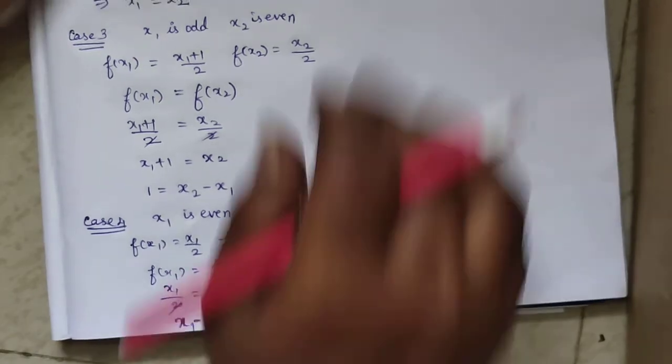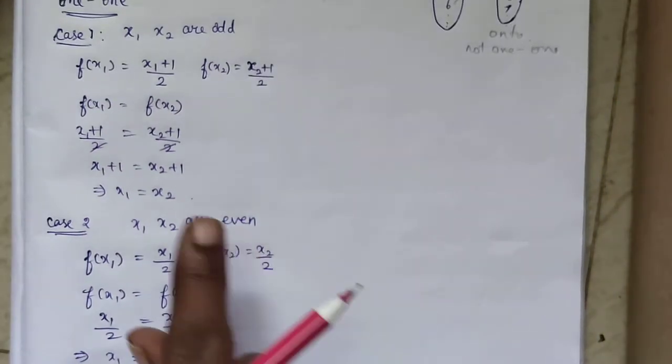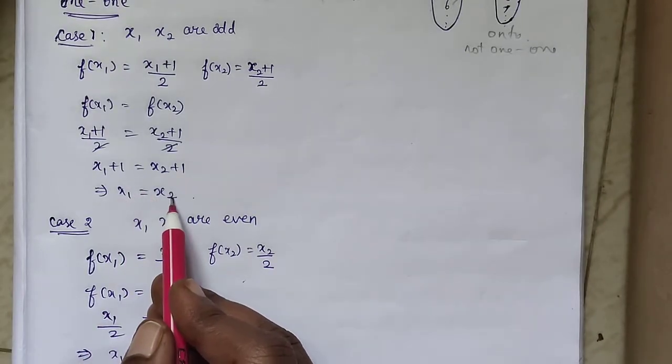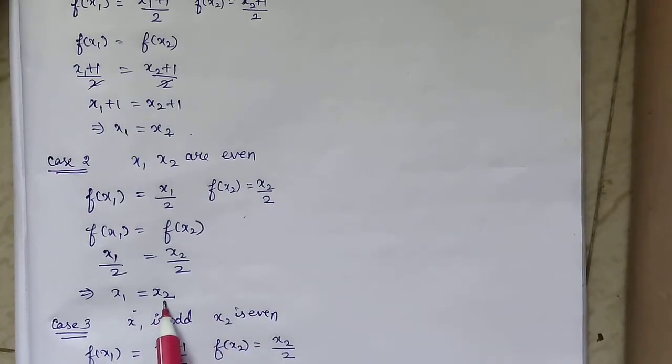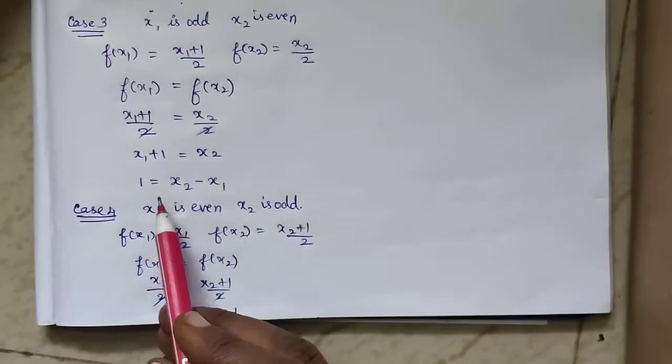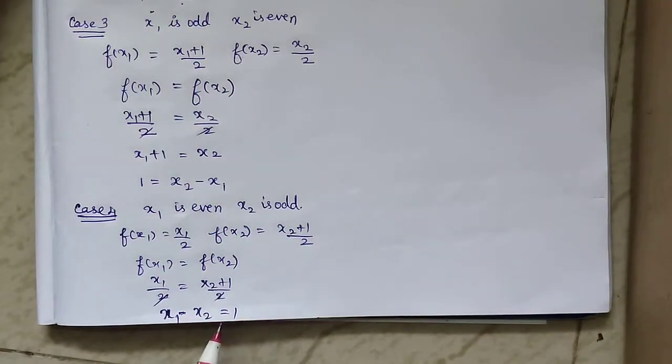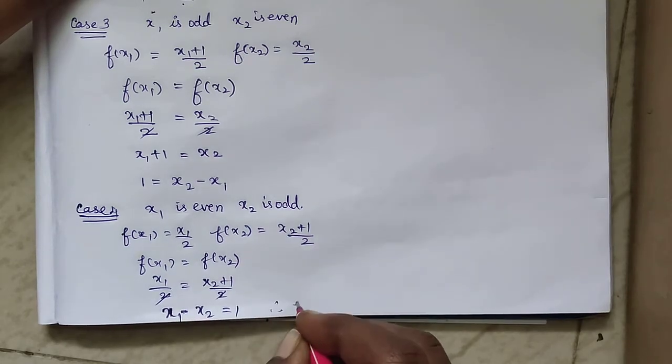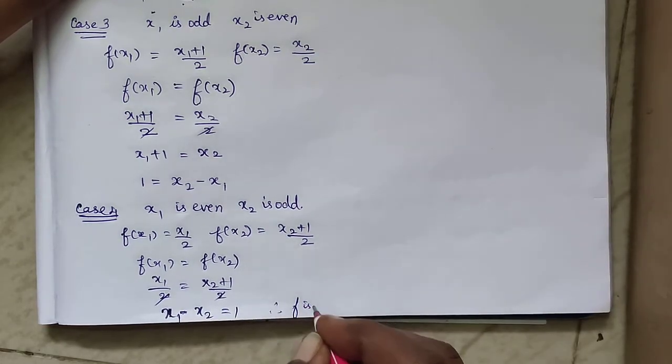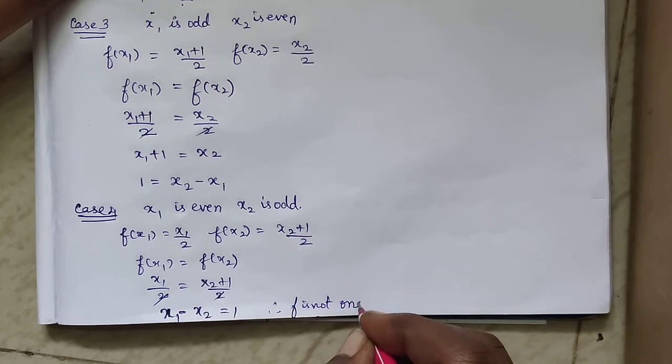In case 1 and case 2 we got x1 is equal to x2. But in case 3 and case 4 it is different, that is, the difference between the even number and the odd number is equal to 1. So in all the cases we didn't get the same answer, so we can say that my f is not one-one. Therefore f is not one-one.